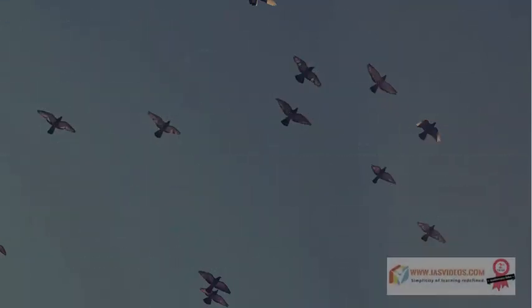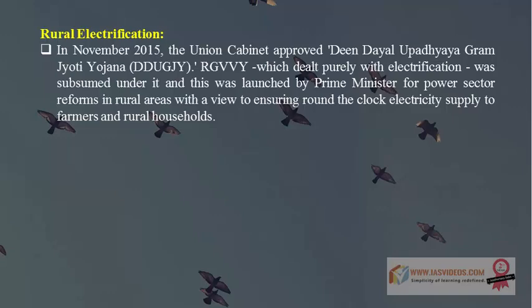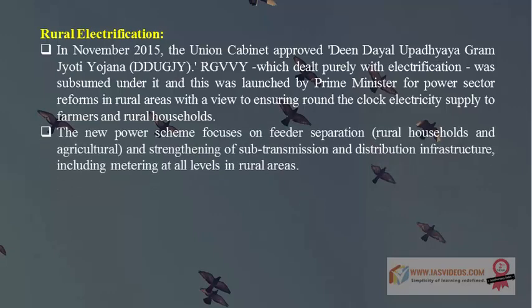Rural electrification. In November 2015, the Union Cabinet approved Deen Dayal Upadhyaya Gram Jyoti Yojana, DDUGJY, under which the earlier scheme, which dealt purely with electrification, was subsumed. It was launched by the Prime Minister for power sector reforms in rural areas with a view to ensuring round-the-clock electricity supply to farmers and rural households. The new power scheme focuses on feeder separation, rural households and agriculture, and strengthening of sub-transmission and distribution infrastructure, including metering at all levels in rural areas.